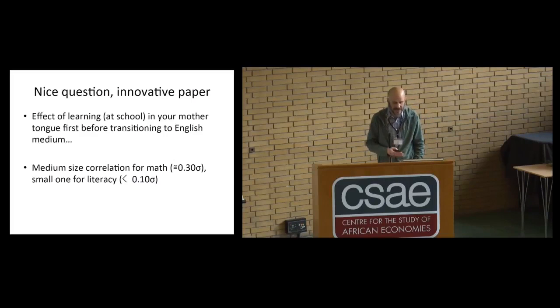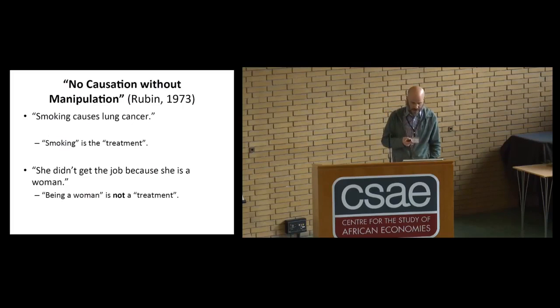And then he finds a medium-sized conditional correlation of being taught in your mother tongue in school first, on later scores of about 0.3 standard deviations for math and a much smaller one for literacy. Okay, so I have a couple of comments here.